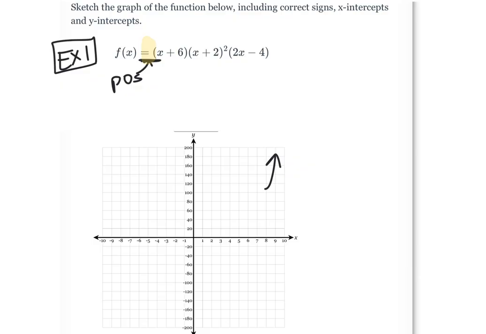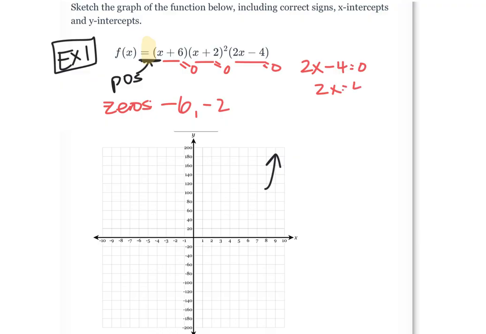The next thing we're going to do is list our zeros. And we want to identify our roots. Remember, we can call those roots as well. So we're going to look at all of these different factors. This is that skill we were practicing yesterday, where we're setting everything equal to 0. So I notice I have a root at -6. I notice I have one at -2. And then if I solve 2x minus 4 equals 0, this is going to give me 2x equals 4, or x equals 2. So I have another 0 at 2.